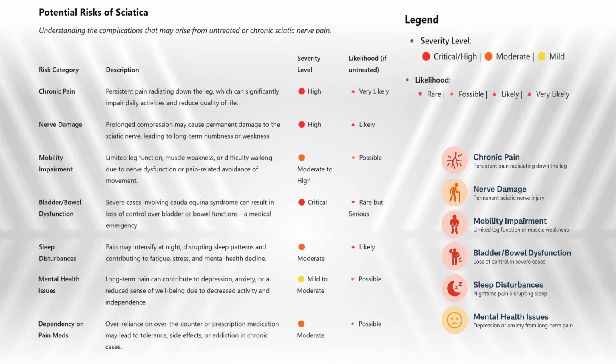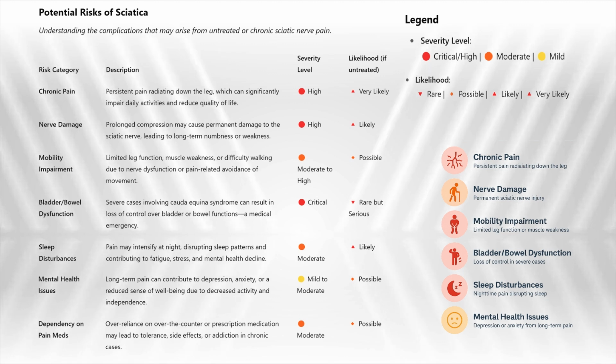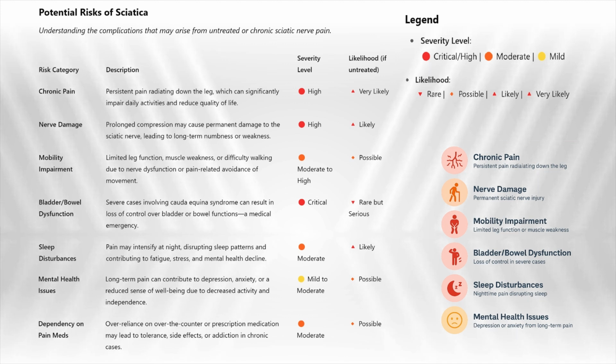Following that is mobility impairment. This condition may lead to reduced leg function, muscle weakness, or difficulty walking, often due to nerve dysfunction or pain-related physical avoidance. The severity ranges from moderate to high, and the probability of developing this condition is considered possible if untreated. Another serious concern is bladder bowel dysfunction. In severe scenarios involving cauda equina syndrome, individuals may experience a loss of control over bladder or bowel functions. This may present as an inability to sense the need to use the bathroom or a lack of control altogether.